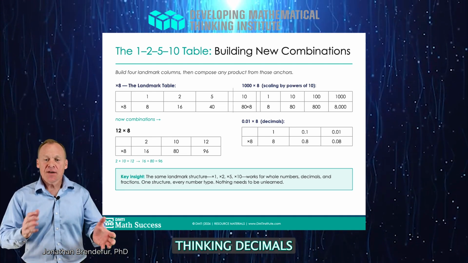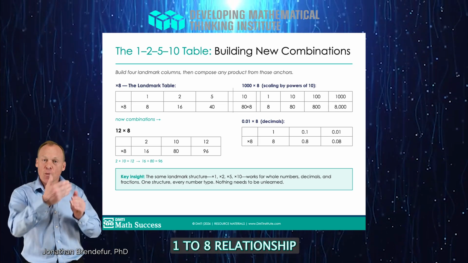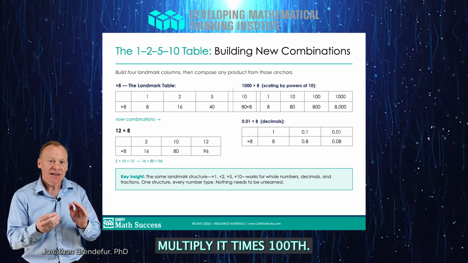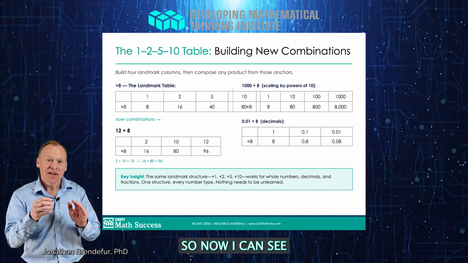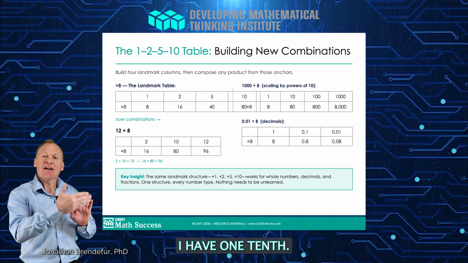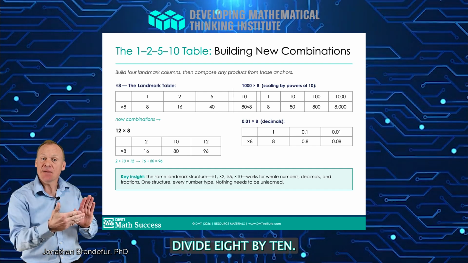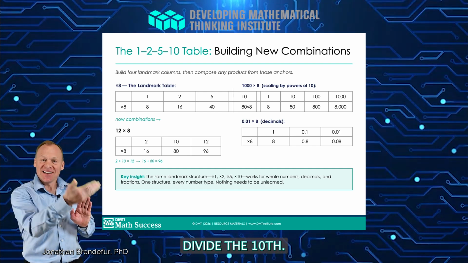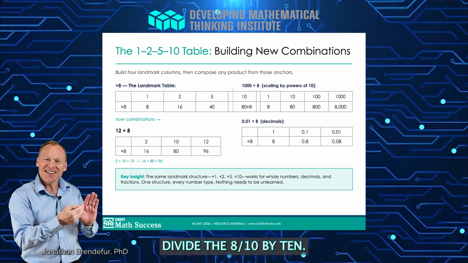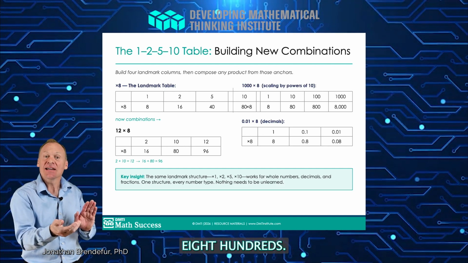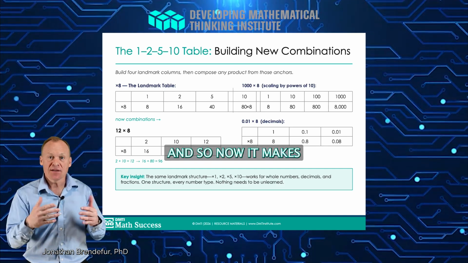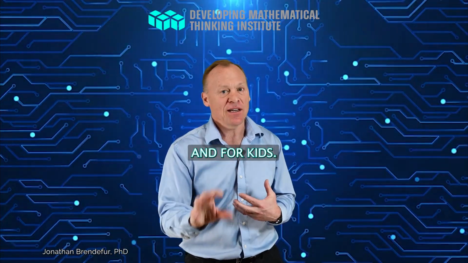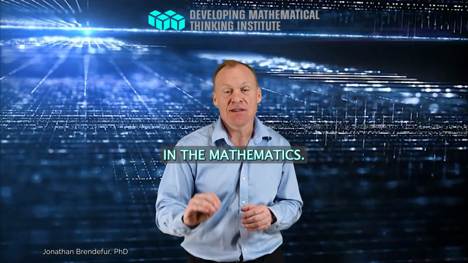Now we can also do that if we're thinking decimals, we can do the inverse. So what happens if I have that 1 to 8 relationship, but I want to multiply it times hundredth. So now I can see I have 1 eight, I can see I have 1 tenth, divided by 10: divide 8 by 10, I'm at 8 tenths. Divide the tenth, I'm at hundredth by 10: divide the 8 tenths by 10, and now I'm at 8 hundredths. So you see the relationship both ways. And so now it makes the mathematics so much clearer for us as the teachers and for kids. And once they understand it, they have less problems in the classroom, they don't act out as much, and they really do much better in the mathematics.